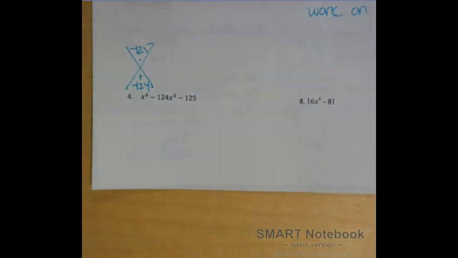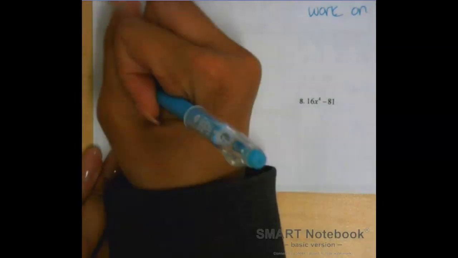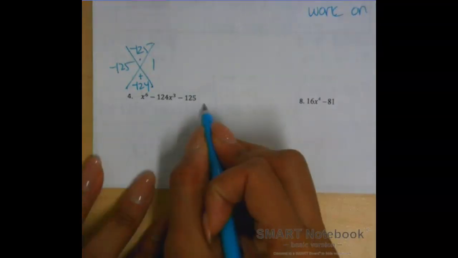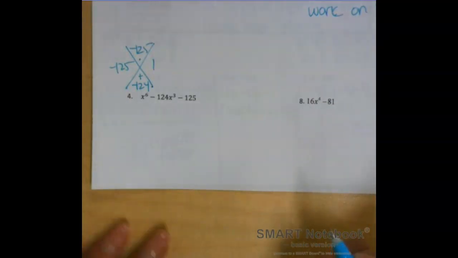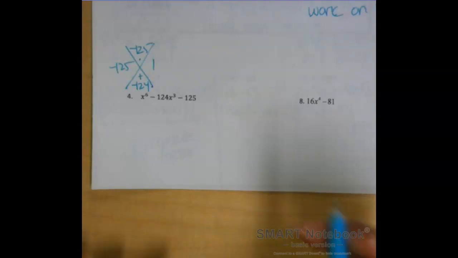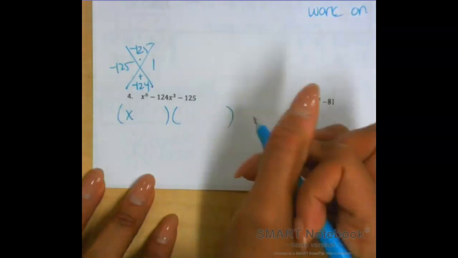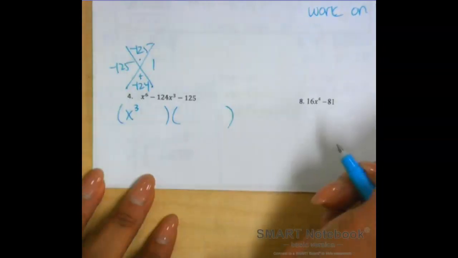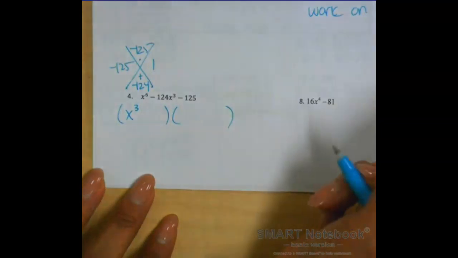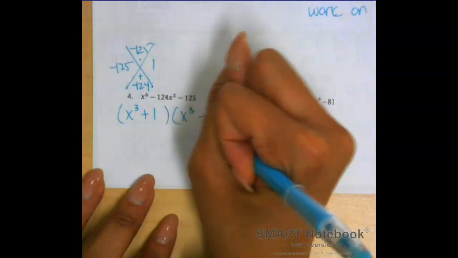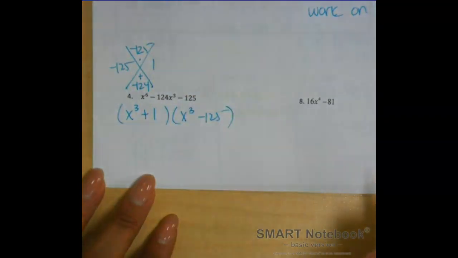Maria, what 2 numbers multiply to negative 125 but add up to negative 124? So you should have rewritten all of this, factored by grouping. Maria, what did you get for that answer? So not for the final answer, but when you wrote the 2 binomials. No, the one that has x cubed. Should have been x cubed plus 1, and then x cubed minus 125. That one? Yes. Okay, yeah, from there.